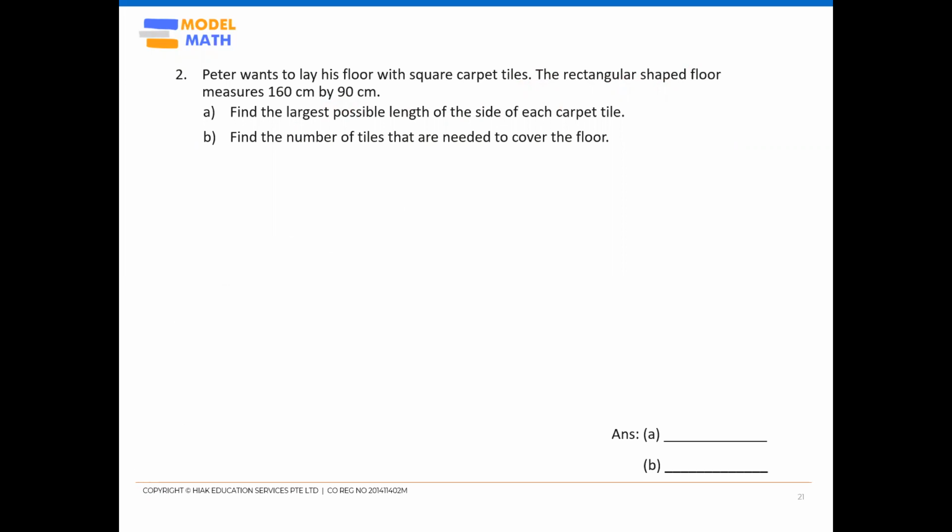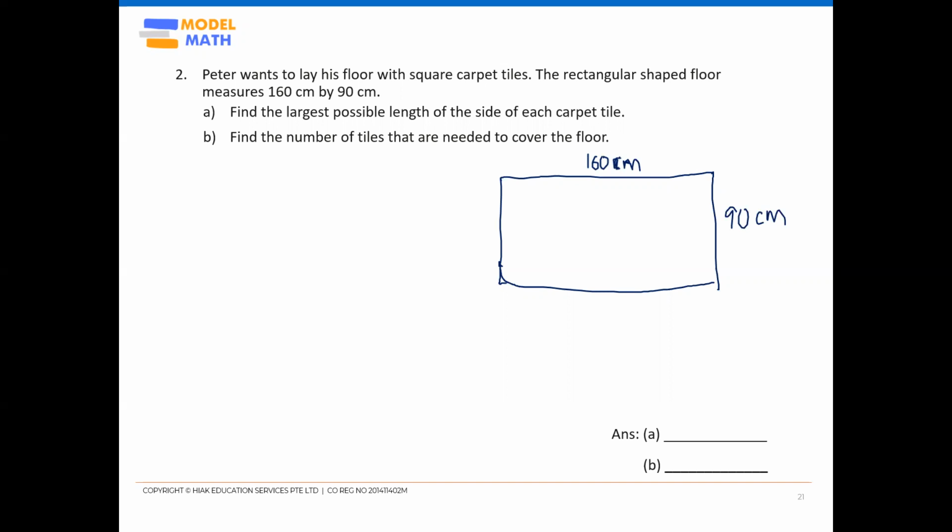All right, so I'm just going to do a simple drawing to illustrate to you what's happening. So the whole floor, all right, so if you wish to draw it out, please go ahead. So the whole floor is a rectangular shape as stated by the question. Okay, my rectangle is not very nice, but you get the gist of it. Now, the whole floor, they say, is 160 by 90 cm. So 160 cm is, of course, the longer side. 90 cm is the shorter side.